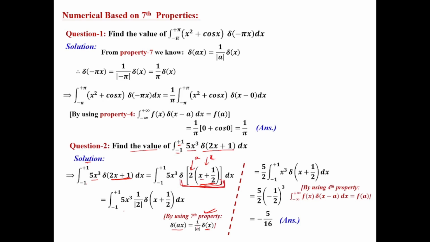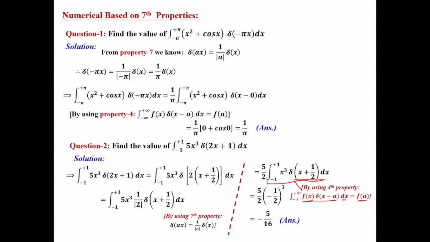So this value will be 1 by mod 2 times delta of x plus 1 by 2 dx. Now mod 2 is 2, and 5 is a constant, so 5 by 2 I take outside of this integration: the integral from minus 1 to plus 1 of x cube times delta of x plus 1 by 2 dx. Now we are going to apply the fourth property on this integral. According to the fourth property, we know the integral of f(x) delta of x minus a dx equals f of a.